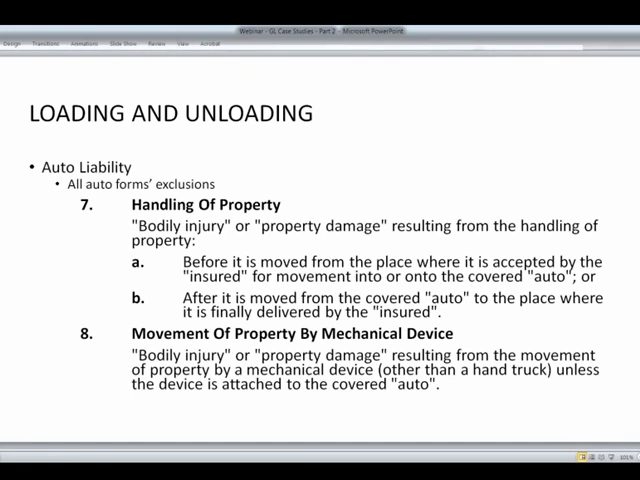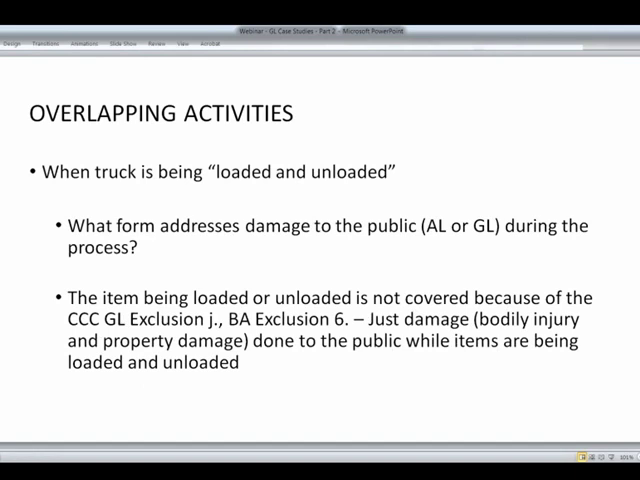When it gets to the location, it's auto until it gets to its final area, as long as it's being loaded or unloaded by hand, or a device attached to the unit, it's still auto. If it's unloaded by an item not attached, and the three items I've used there would be a crane, a front-end loader, or a forklift, then it is covered under the GL, not auto. So the two work together.